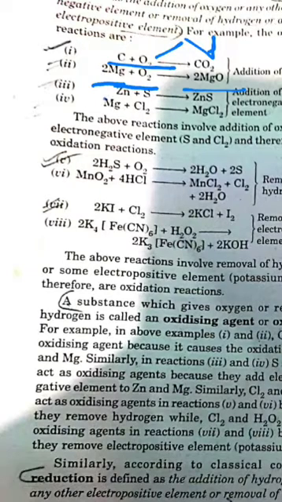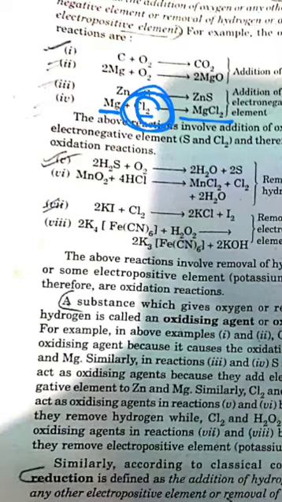If we go on to zinc, now I'm reacting zinc with sulfur. Sulfur is an electronegative element. So when an electronegative element is being added, this is also called oxidation, forming zinc sulfide. Now the last reaction is magnesium plus chlorine. It is forming magnesium chloride, MgCl2. This is also oxidation because chlorine is an electronegative element.